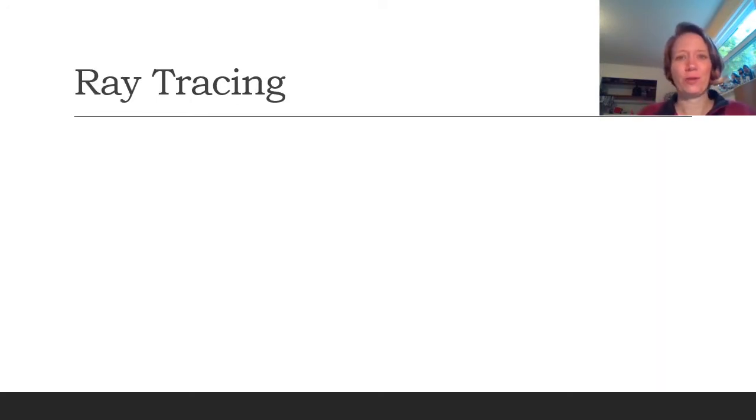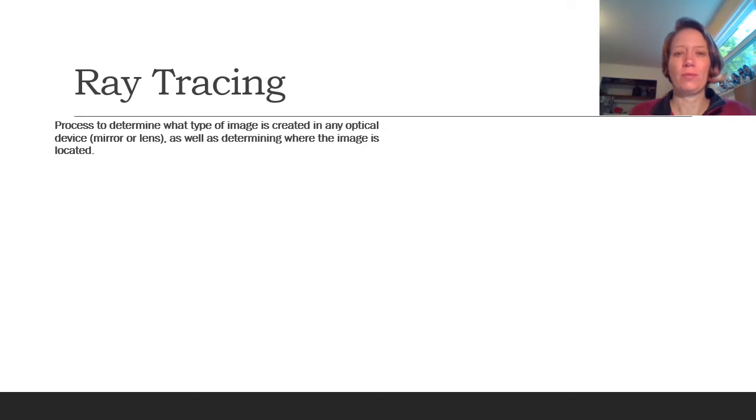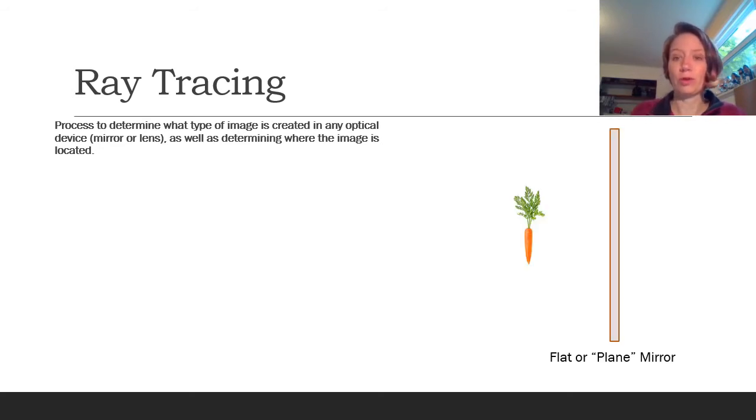So ray tracing is the process that scientists or physicists use to determine what kind of image is created with any optical device. So lenses, mirrors, all the ones we're going to be doing in this unit, and also for determining where the image is going to be located. It's a really useful, important skill.